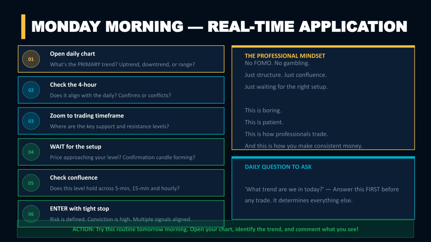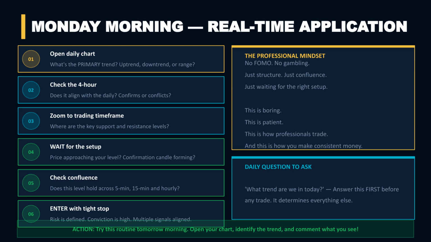Let me walk you through exactly what you do on Monday morning when markets open. You open your charting platform, TradingView, Thinkorswim, whatever you use. You look at the daily chart first. Are we in an uptrend or downtrend? This is the primary structure. Then you check the 4-hour chart. Does it align with the daily? Then you zoom to your trading time frame. Where are the support and resistance levels?